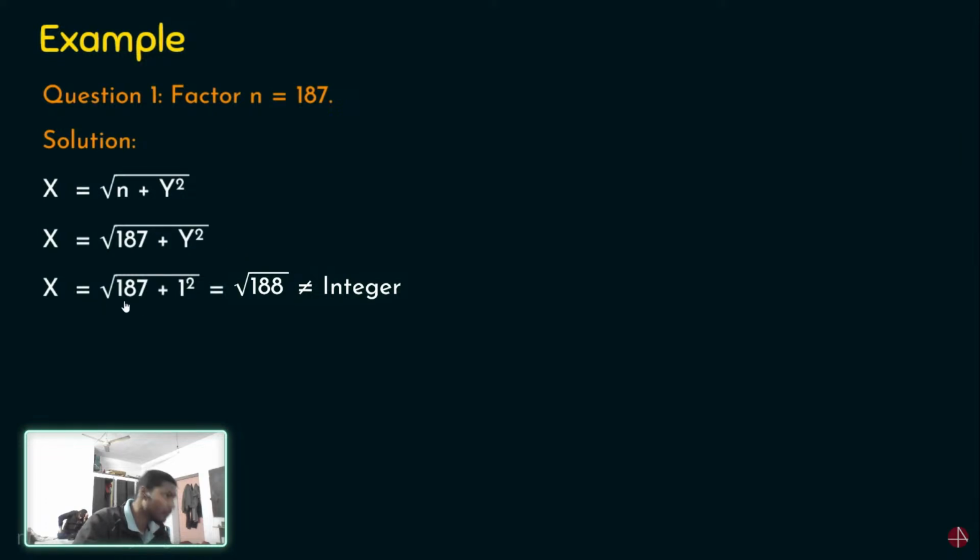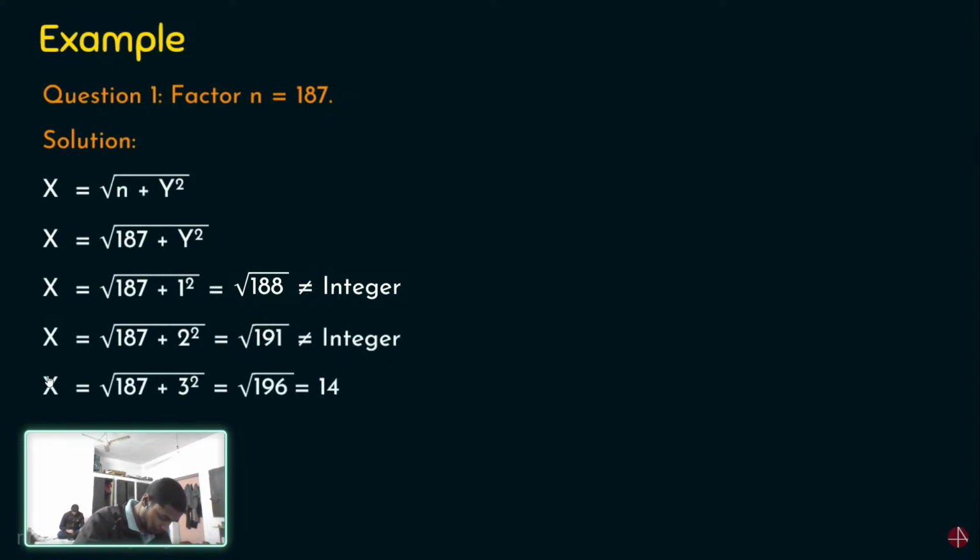So we get x is equal to square root of 187 plus 1 square, which is equal to square root of 188. Square root of 188 is not an integer. So when we take the value of y as 1, we are not getting a perfect integer. Let's try with 2. When we apply 2, we get x is equal to square root of 187 plus 2 square, which gives square root of 191. This is also not a perfect integer.